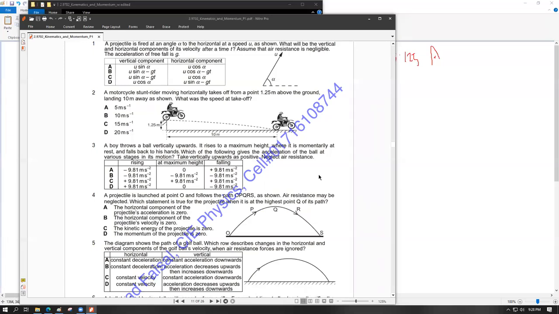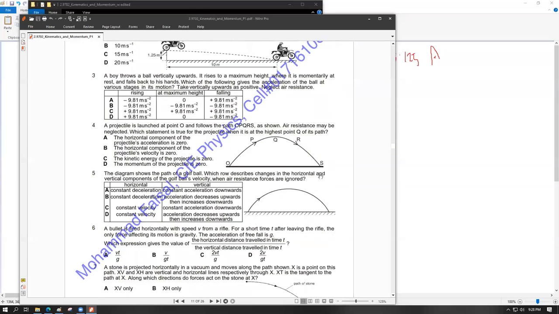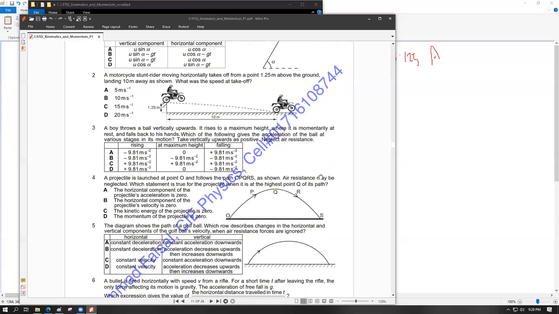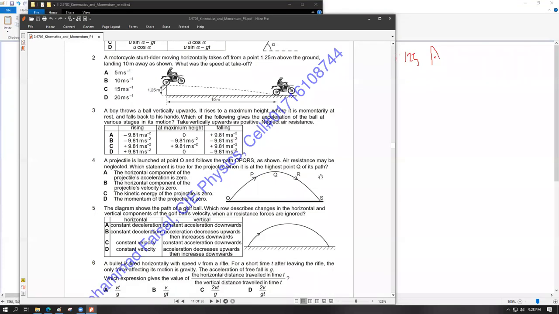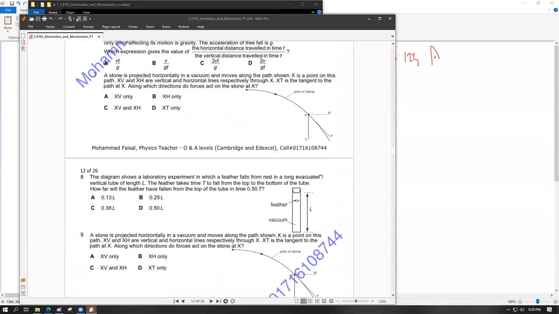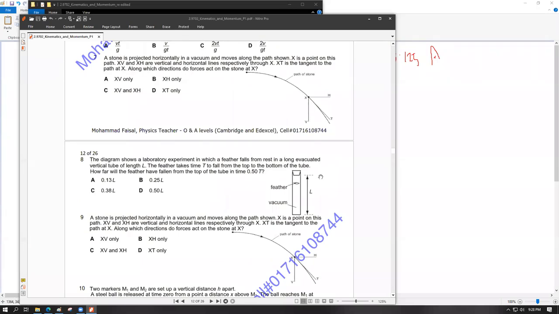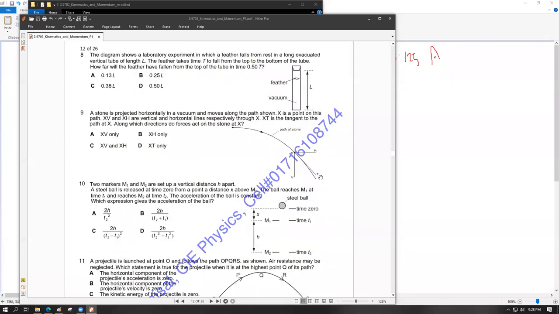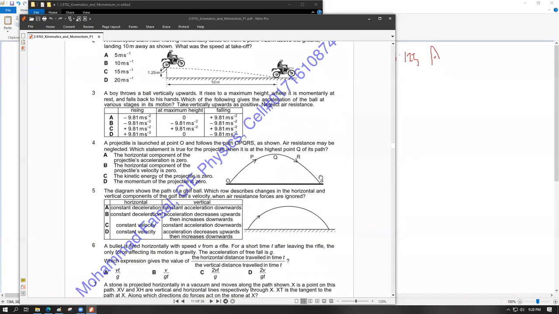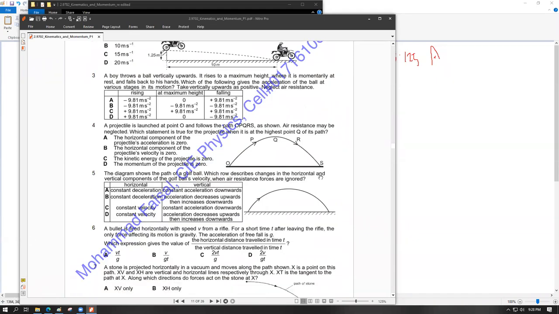Page number 11, anyone? 12. Acha, since you are not asking any questions, I'll discuss some questions on my own, because I believe many of you did not even anticipate that we're going to solve this one today and you got lazy. So I'll discuss.